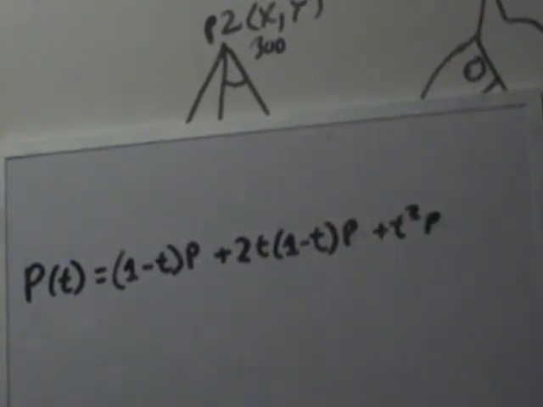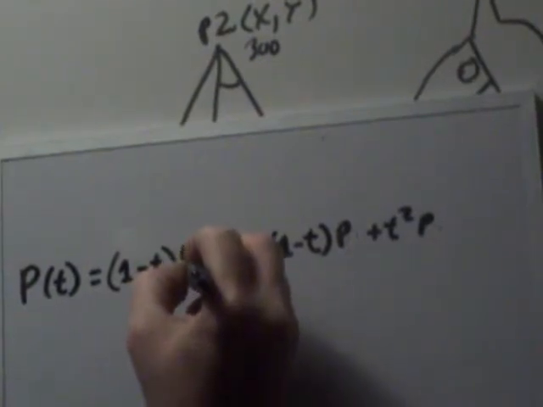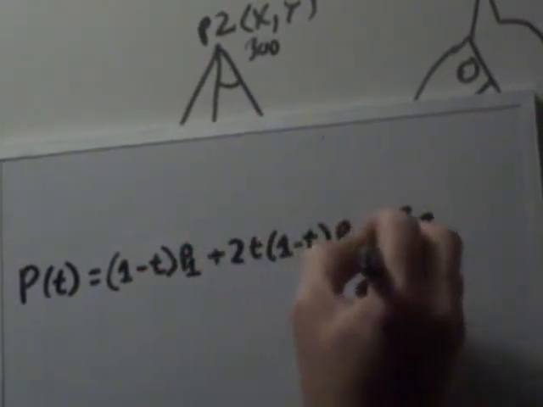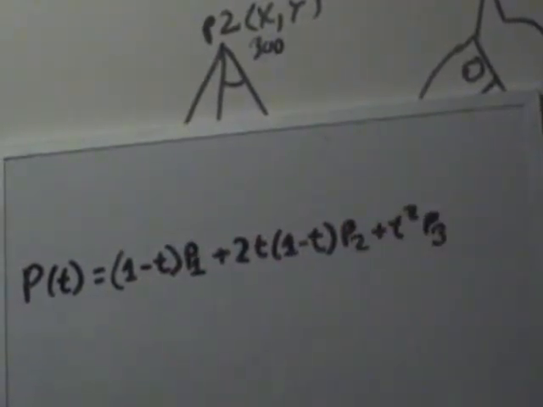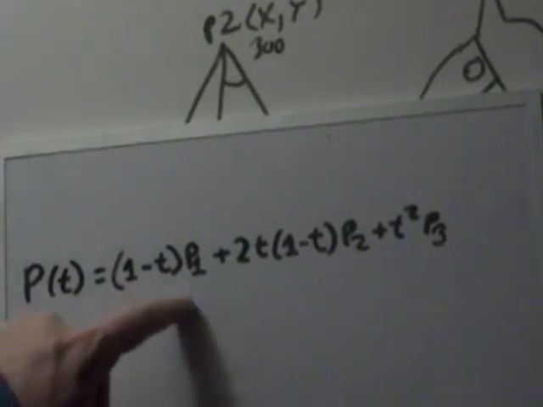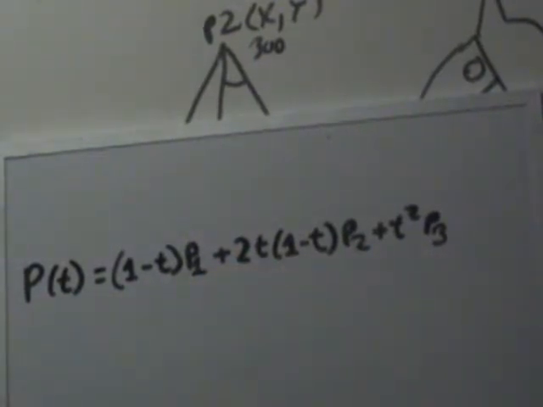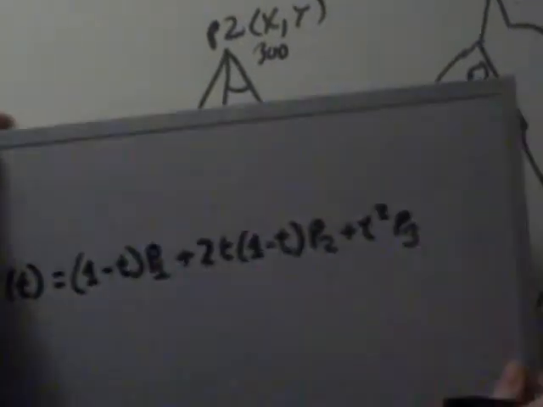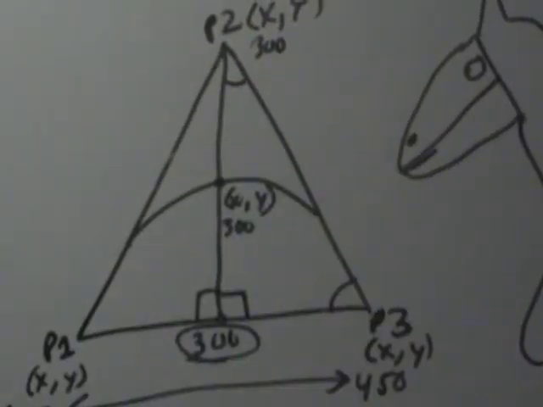Okay, let me change these to 1, 2, and 3. As you can see here, all three of these are subscripts. Now, what is P1? Well, we're going to put the x-coordinate of P1 right here. Okay, let me go ahead and do this. And we're also going to put the x-coordinate of P3 right down here.